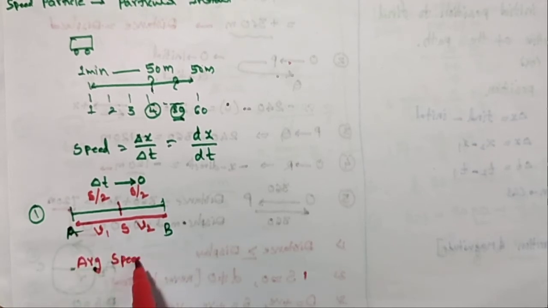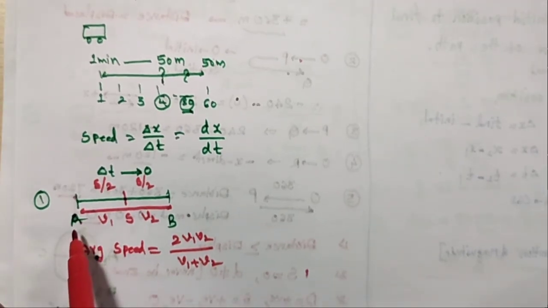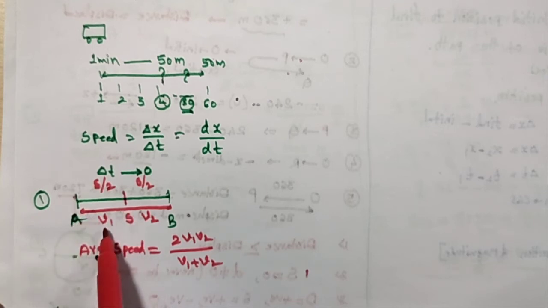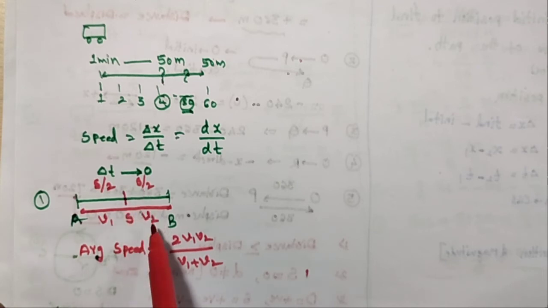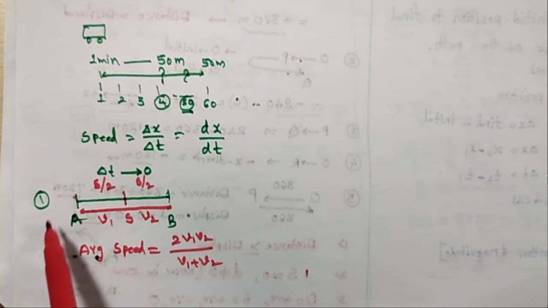What is the average speed? That is the formula 2 V1 V2 by V1 plus V2. All of you understanding? Let us take A as one position and B as another position, the initial and final positions. For half of the distance the bus is moving with speed V1, and for the remaining half of the distance the bus is moving with V2. What is the average speed from A to B? It is 2 V1 V2 by V1 plus V2. All of you understanding? This is the first one.